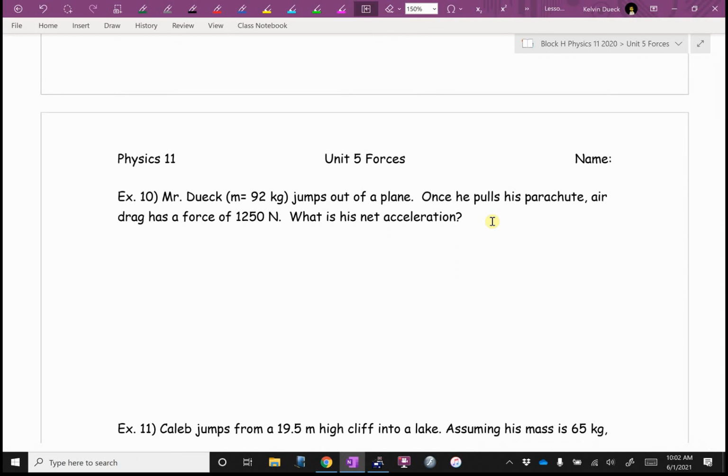Mr. Dewick jumps out of an airplane. Imagine he jumped out of an airplane. Once he pulls his parachute, air drag has a force of 1,250 newtons. What's his acceleration?